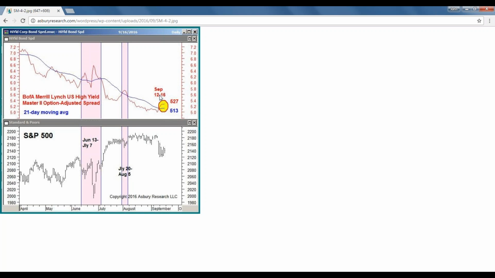We use a 21-day moving average because that's a tactical time frame for us. As long as the spread continues to widen, it's likely to put a lid on where the S&P 500 can go in terms of higher over the near term. So this is one of, again, 10 different key indicators we are watching this week.